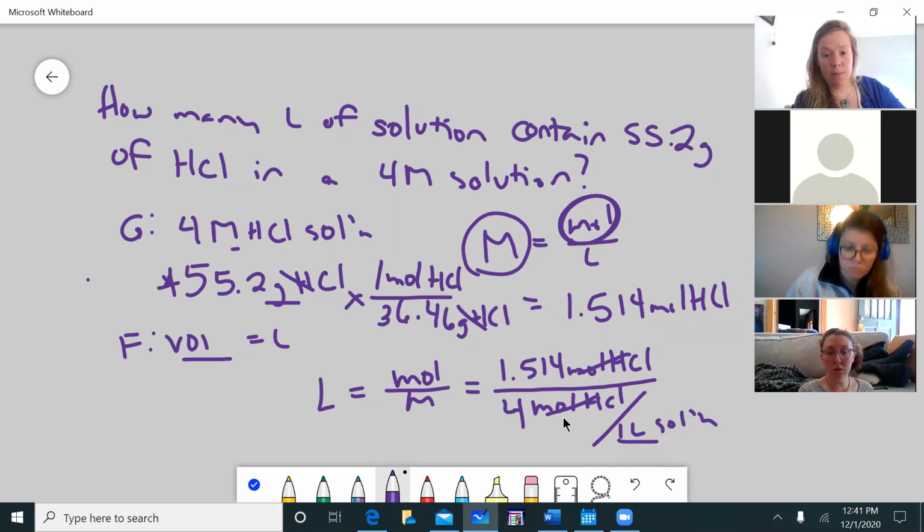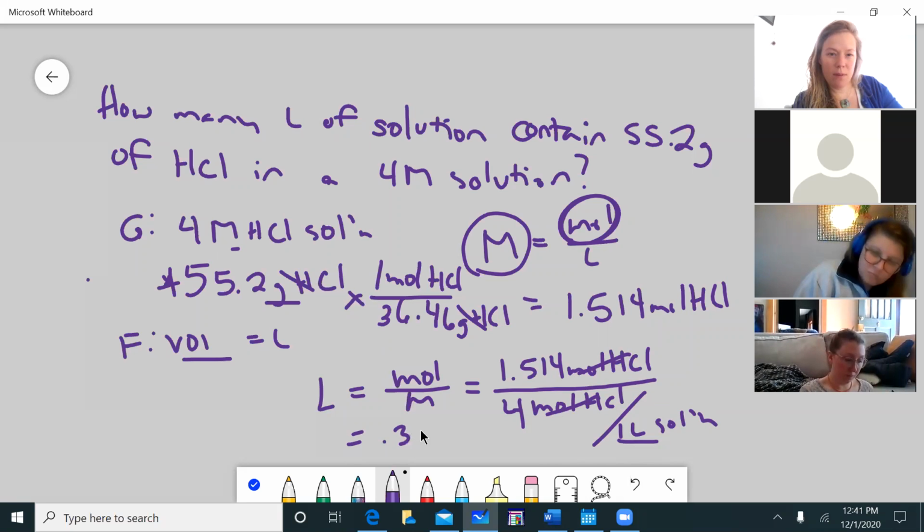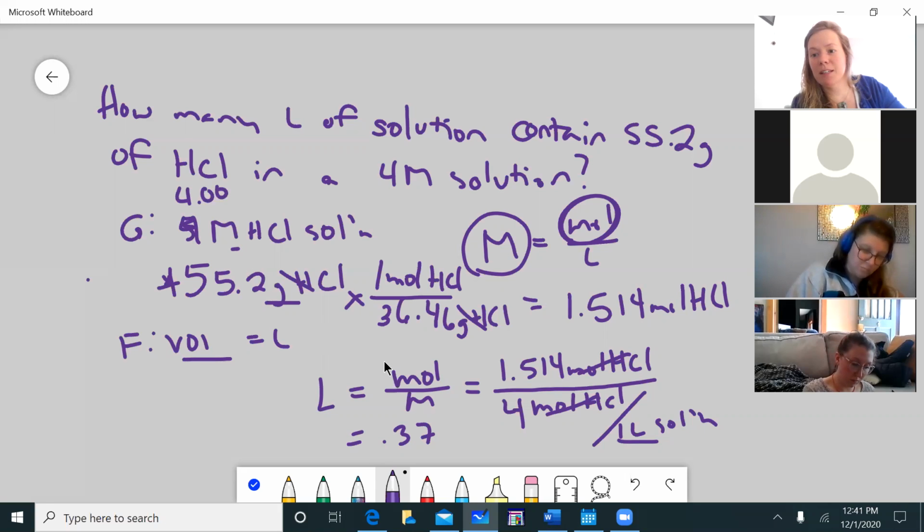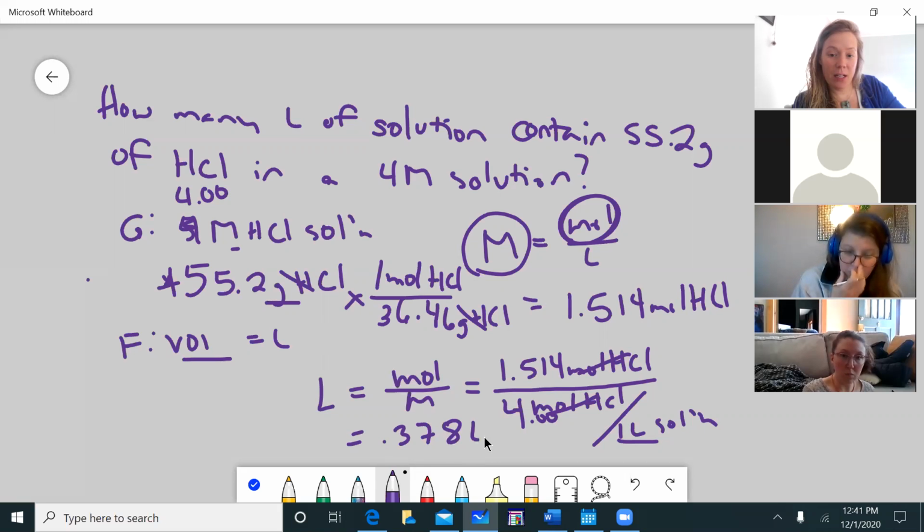So take our value, we divide it by 4, and we get a volume of 0.37. Let's make this, instead of 4, let's make this 4.00. Okay, so we have some significant figures. So 4.00 allows us to have 3 sig figs. So we'll go with 0.37. I got 0.378 liters. You may have gotten 0.379 depending on your rounding.